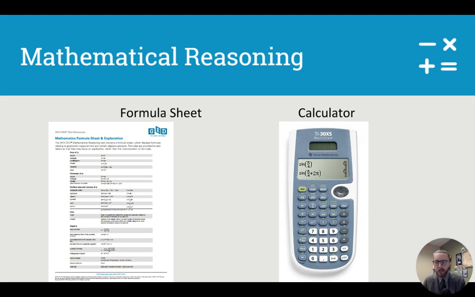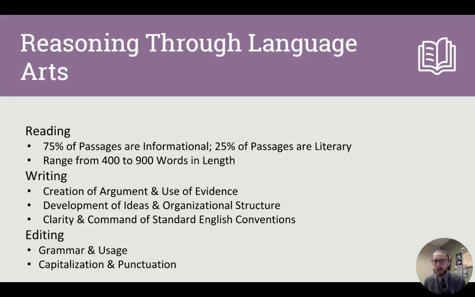So that's math. That's kind of what to expect on math. Reasoning through language arts. So it's not just a reading test, but it's a language arts test. It's going to involve some writing and some editing in addition to reading. And for the reading, 75% of what you read will be informational. That means it's going to be true, probably a little bit boring, probably a little bit technical, something that you're not maybe naturally interested in. And then 25% of the passages will be literary. That'll be stories, biographies, memoirs, things like that, things that tell a story.